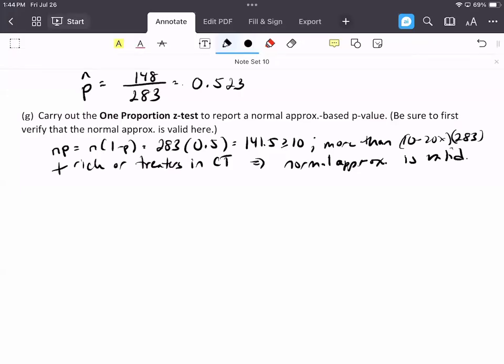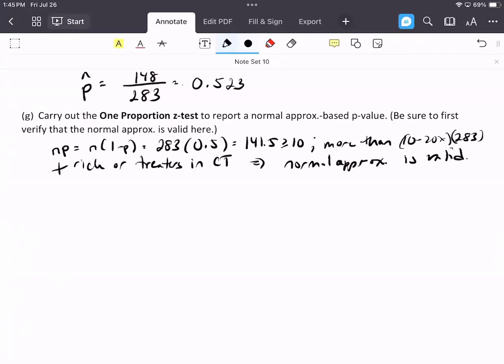So in this case, as p is 0.5, we know that n times p and n times 1 minus p will end up with the same value because we have 0.5 there. It ends up being 141.5, which is definitely more than 10. We also know that Connecticut is a fairly populated state. There are definitely more than, let's say, 2,830 trick-or-treaters in the state of Connecticut. Therefore, we've met the three conditions, the n times p and n times 1 minus p each being at least 10, and that the population is at least 10 to 20 times the sample size, so the normal approximation is valid.